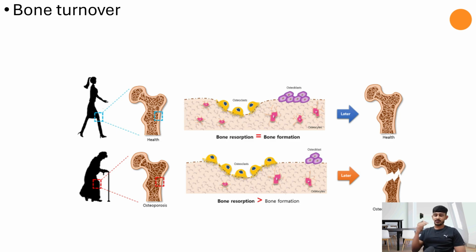In the growing phases of our lives, we want more bone formation. So bone formation is greater than resorption. When we come to the middle age, bone formation and bone resorption are almost equal, as you can see in this diagram. Whereas when we get older, especially in postmenopausal women, bone resorption far exceeds bone formation. And if bone is being more resorbed than it is being deposited, what happens? It leads to osteoporosis. So that is the mechanism by which osteoporosis occurs. So what parathyroid hormone does is it increases bone turnover.